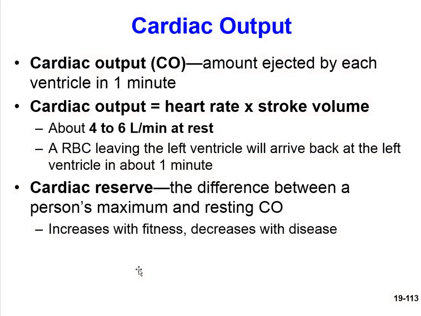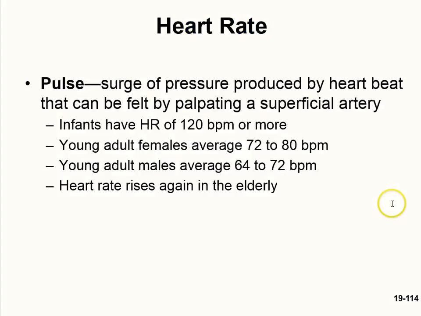Your heart rate, so again, cardiac output is heart rate times stroke volume, so we'll look at both. Heart rate can be measured with your pulse, which is the surge of pressure produced by each heartbeat that stretches your arteries, and you can feel that by palpating it. Infants have a really high heart rate, 120 beats per minute. Females have a little bit higher than males in adults, and as you get older, it rises even more. It seems like as your heart gets less and less efficient, it beats faster in order to compensate for that.